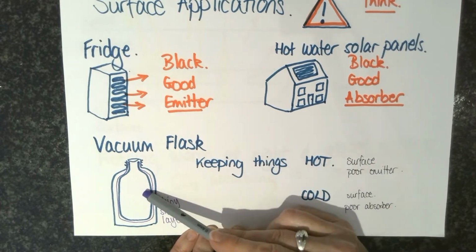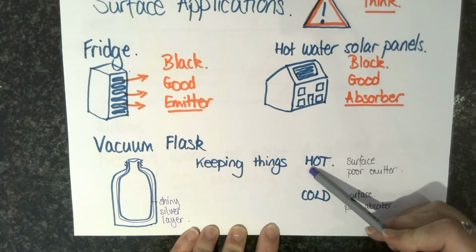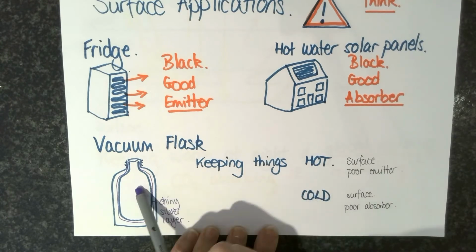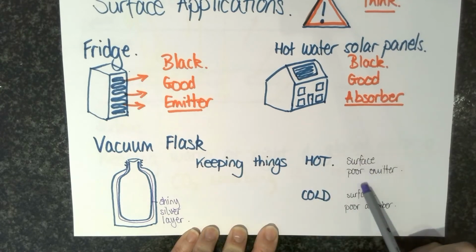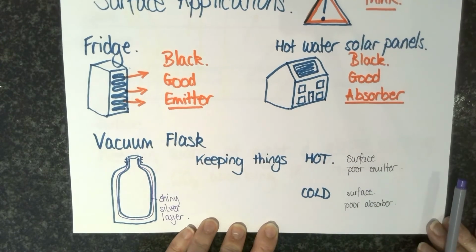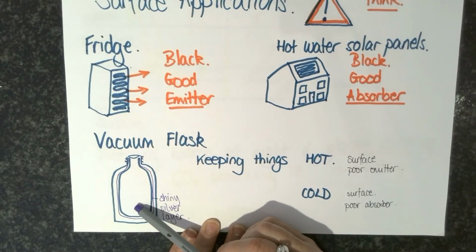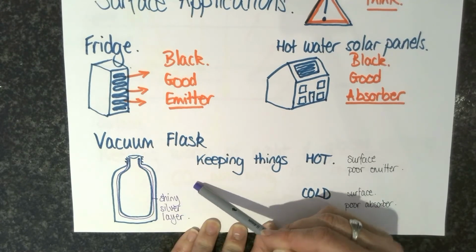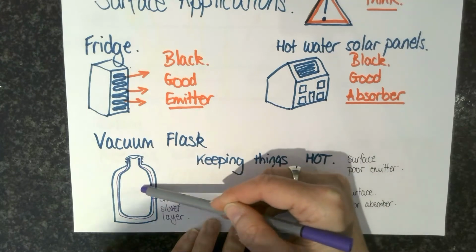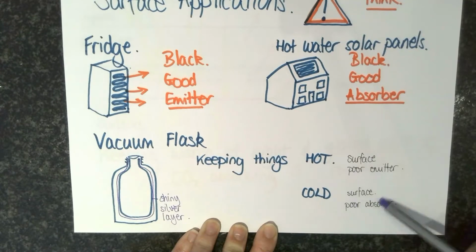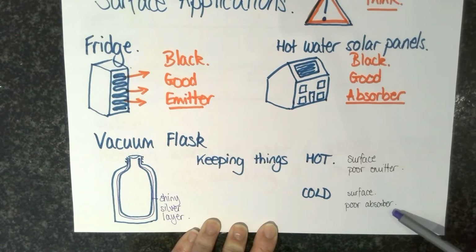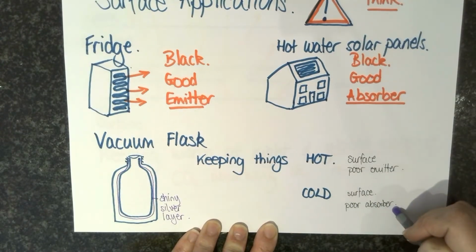If I want to keep my coffee hot in there, then I don't want the thermal energy to leave my flask. So I want the surface to be shiny, and I want it to be a poor emitter of infrared radiation. If I've put a nice ice cold drink in there on a hot day, I don't want the thermal energy, the infrared from outside, going into my flask and warming my nice cold drink up. So there I want the surface to be a poor absorber. So that is why we're choosing silver.